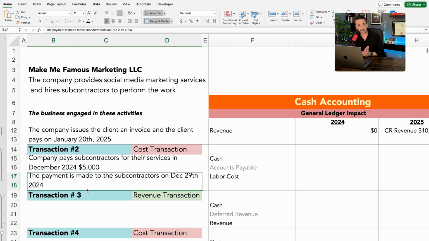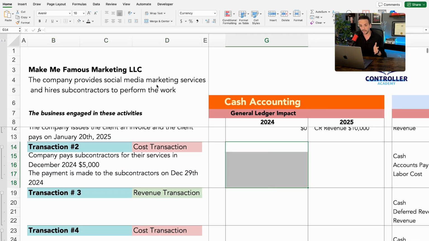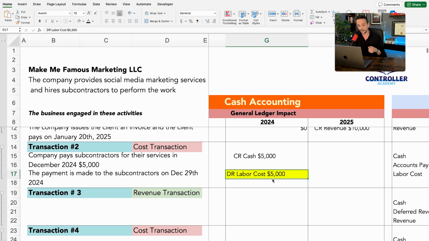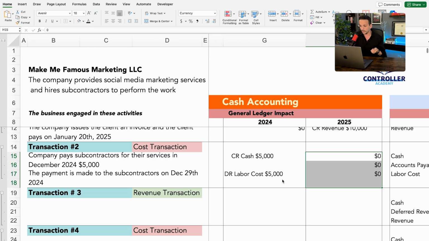We're paying $5,000 in 2024 for services performed in December 2024, which sounds like the cash is matching the economic value of the service. So the service here is performed in 2024. Under cash accounting, we will say debit labor cost, which is an expense account, and credit to cash, right? Because cash is spent in 2024. We have nothing to do here in 2025 since the transaction is all in 2024.